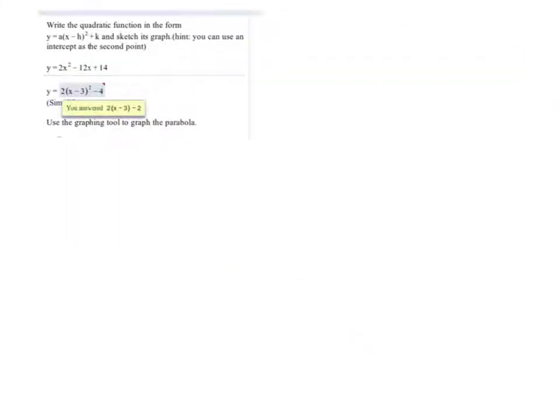This is another completing the square problem, but this one is a little bit different because I have some other coefficients that I need to worry about. So for this one, let's go ahead and look at completing the square on our original problem, y equal 2x squared minus 12x plus 14.